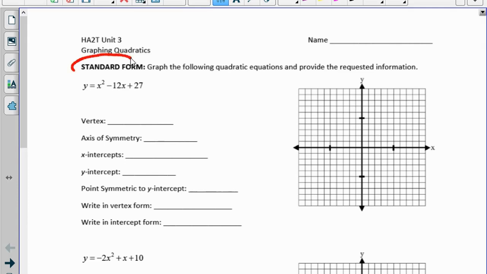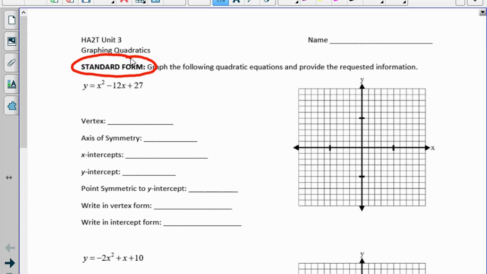This video is on graphing quadratics in standard form. So we want to graph the following quadratics in standard form. We're going to take the things in standard form and use only standard form in this particular environment, and then we'll check it by writing it in other forms if possible. Okay, so first, the vertex.